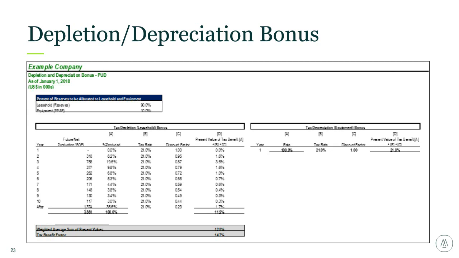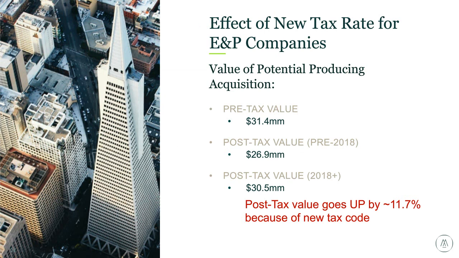It's a depletion deduction available to owners or operators of mineral properties for income tax purposes, calculated on either the depreciation or the depletion method, which results in a higher deduction amount. So the effect from a value perspective of lowering the tax rate, you get less of a depletion and depreciation bonus. What people ask me is, well, what's it going to do overall? Does it make us more valuable or less?